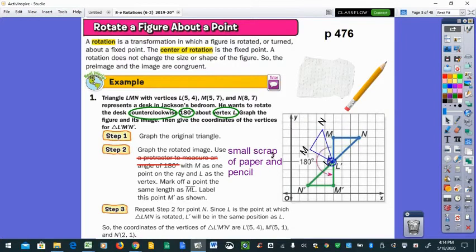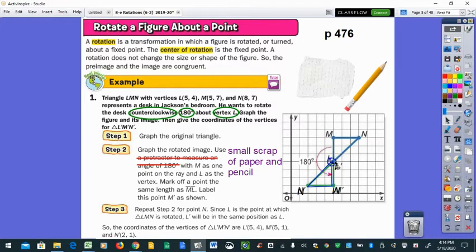Now, if I were to stop here, that would be 90 degrees. And if I keep going another 90 degrees all the way in the opposite direction, there would be the 180 degrees counterclockwise. And notice I stuck the pin in L. If I'd stuck the pin in M, the triangle would have been rotating up around M.